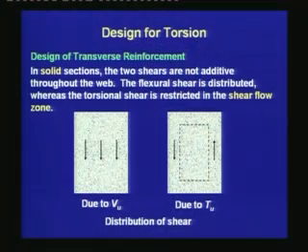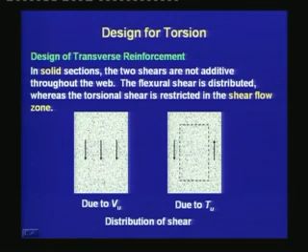This is necessary because we are providing the same area of torsional reinforcement in the two webs of the hollow section. In solid sections, the two shears are not additive throughout the web. The flexural shear is distributed, whereas the torsional shear is restricted in the shear flow zone.